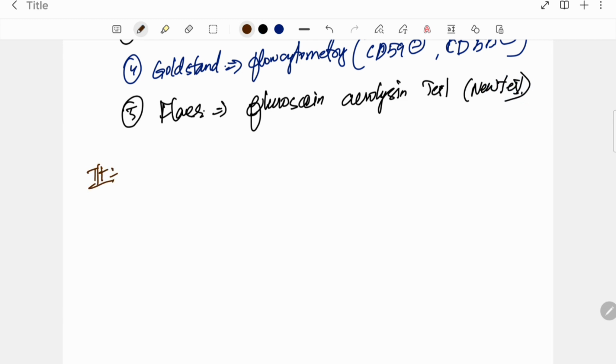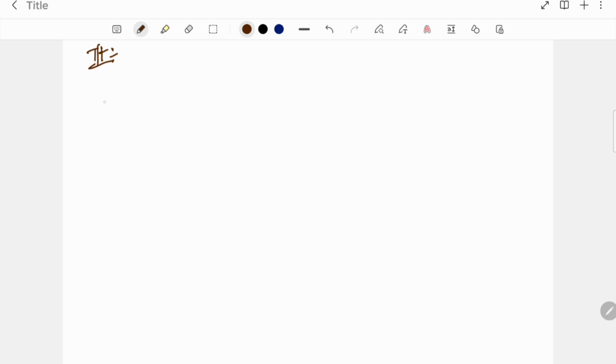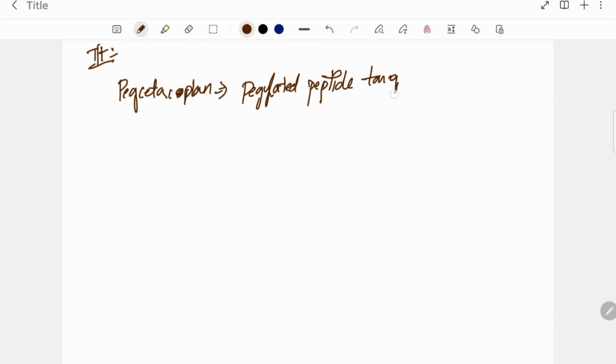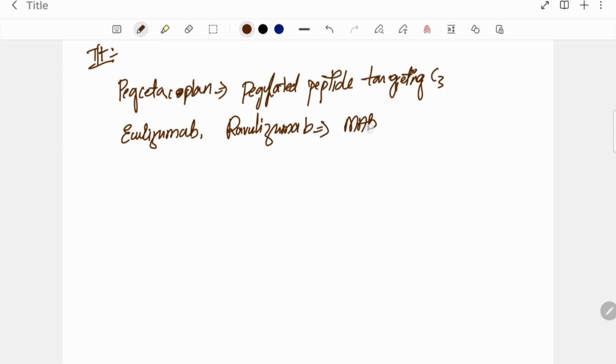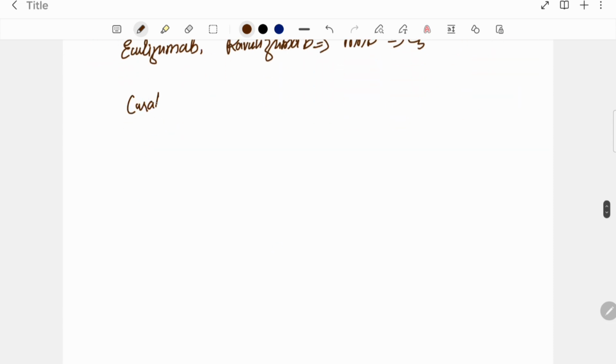And next, it is the treatment part. So the main thing is we have to do inhibition of the complement. So we have pegcetacoplan, which is a pegylated peptide targeting complement C3. Next, we have eculizumab. Next, ravulizumab. These are monoclonal antibodies against C5. These are not curative. And curative treatment is bone marrow transplantation.